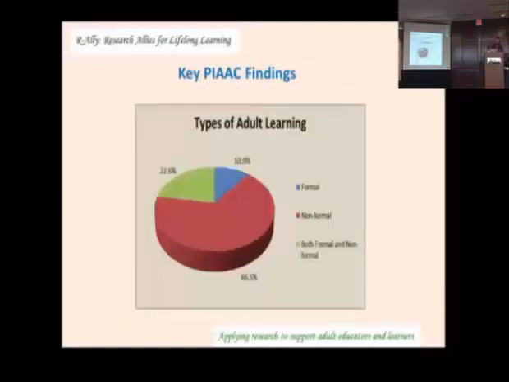Okay, so we also talked in the paper about the types of adult learning. So this is the folks that we classified as learners. About 2/3 of them participated in non-formal education of some kind. Approximately 11% participated only in formal learning, and then the remainder participated in both.